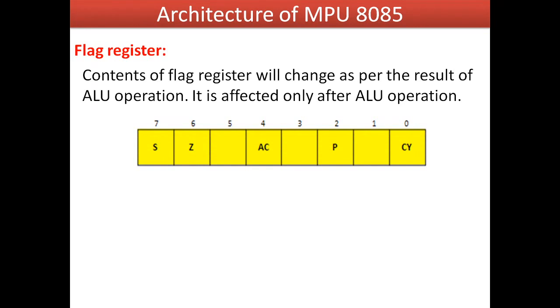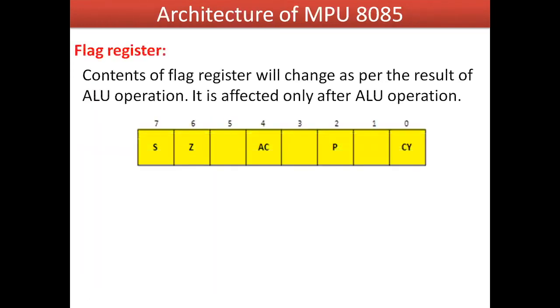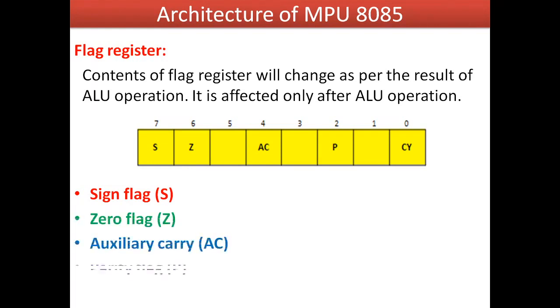Now let's move on to the increment and decrement address latch. It is used for incrementing the program counter content for every fetch cycle. Now let us move on to the flag registers. Among the flag registers, we have 5 flags. One is sign, another one is zero, another one is auxiliary carry, another one is parity flag and carry flag.